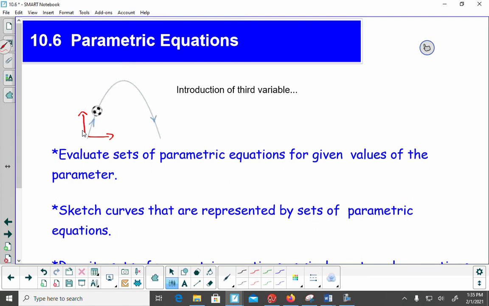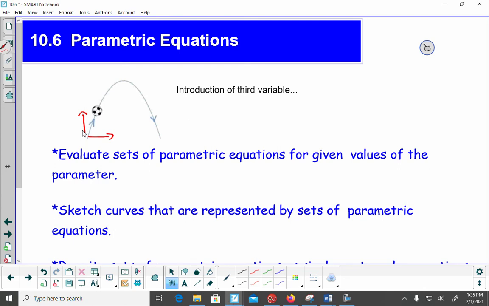So we're going to relate the height to the time that the ball is in the air. We're going to relate the horizontal distance to the time that the ball is in the air. And then we're going to put all three of those together and put it back into a rectangular equation. So we're going to have a parametric equation and a rectangular equation.